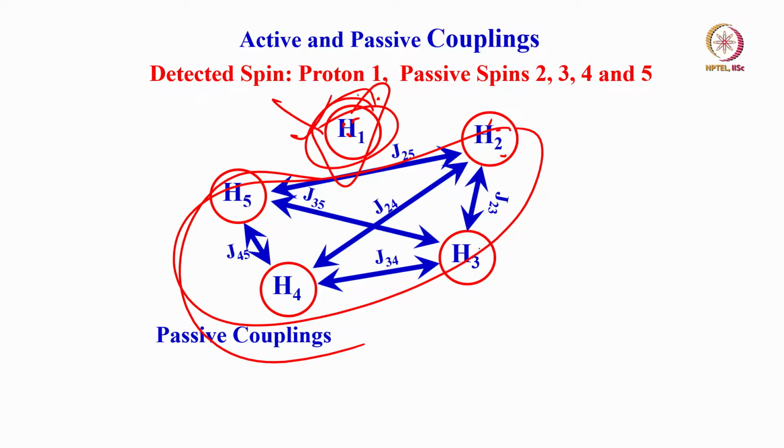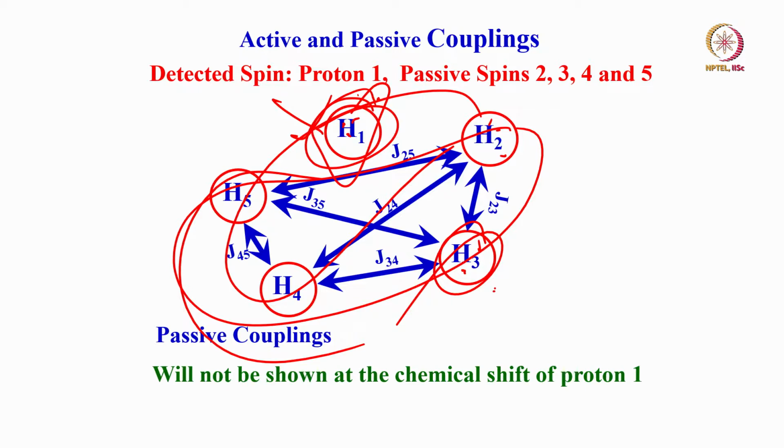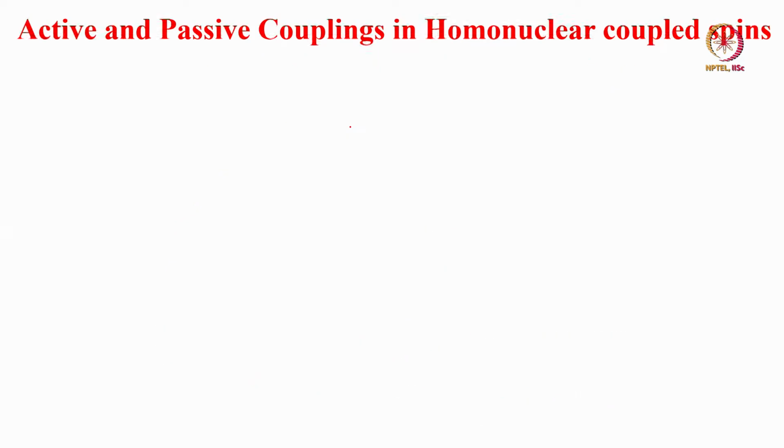On the other hand, let me consider this one. I want to see proton 3 and this is the active proton, the active spin. Then coupling to this is active. Couplings other than this are passive, that is not seen here. This is the difference between active spin coupling and passive coupling, and passive coupling will not be shown at the chemical shift of this proton which you are observing now.